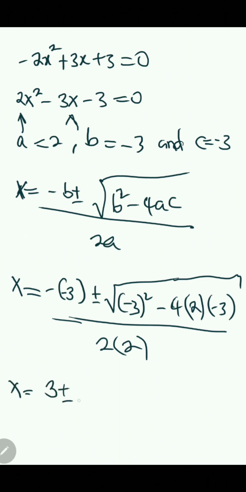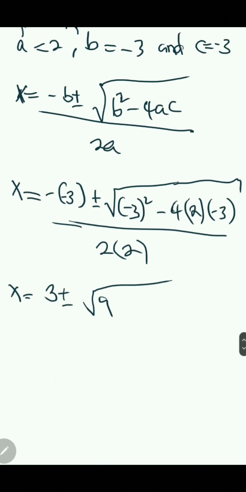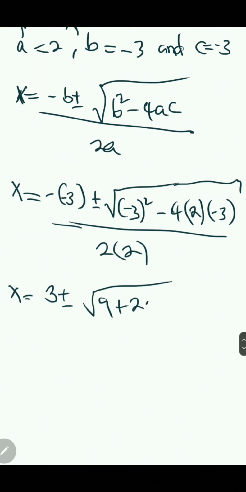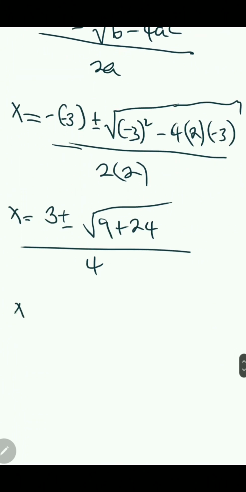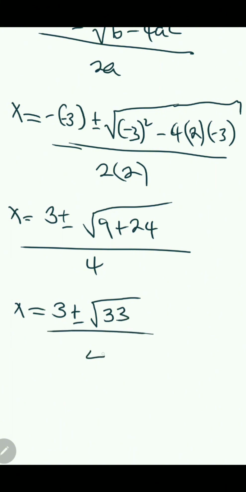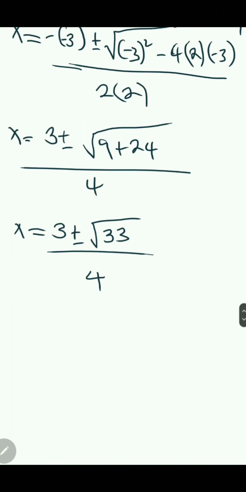So this gives me x equal to positive 3 plus or minus the square root of 9 plus 24, when I do everything, over 4. So x is equal to 3 plus or minus the square root of 33, over 4, like that.